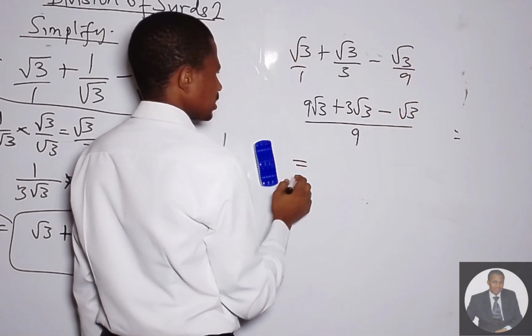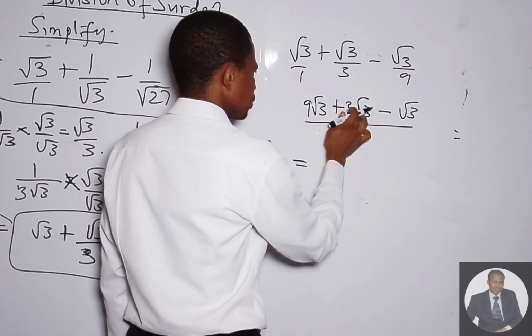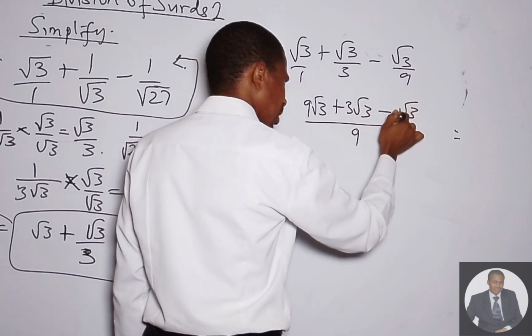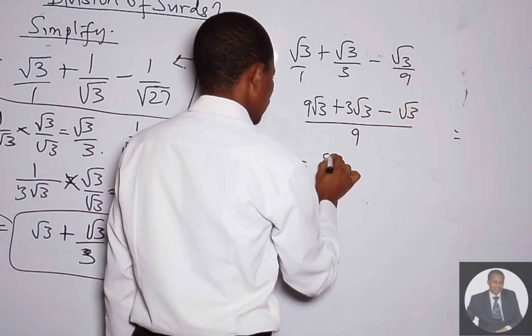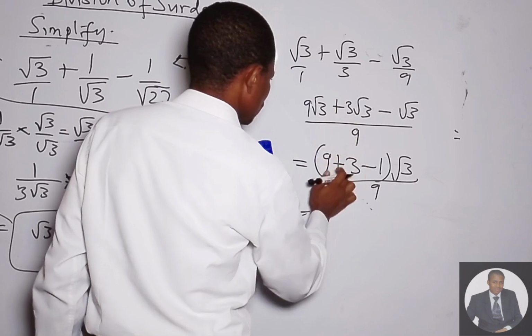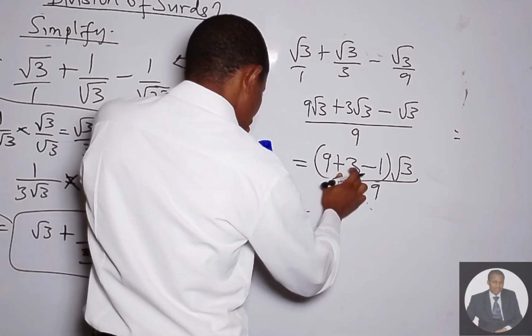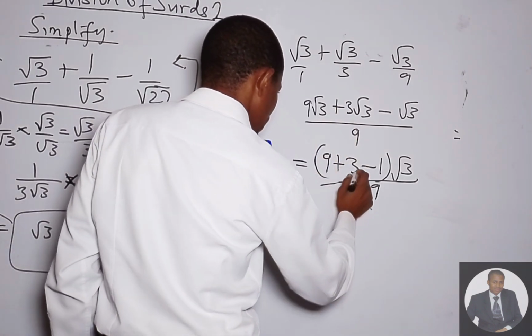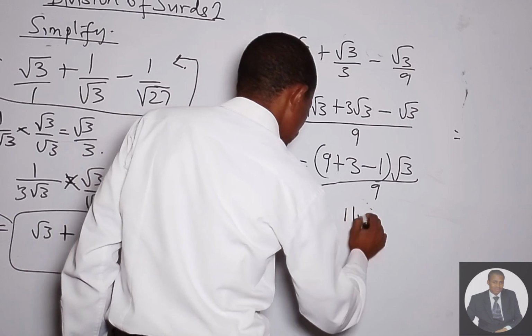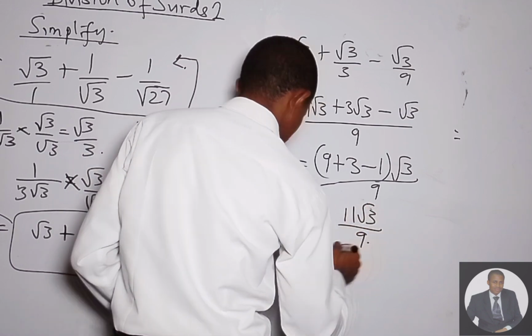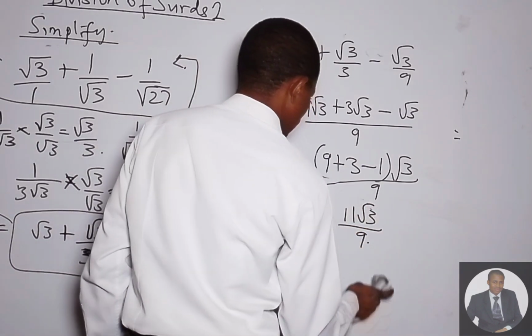So we collect like terms. This 9 root 3 plus 3 root 3 minus this imaginary 1 root 3. So you have 9 plus 3. So we are not supposed to put minus here. 9 plus 3, that's 12. 12 minus 1 is 11 root 3 over 9. That's our answer.